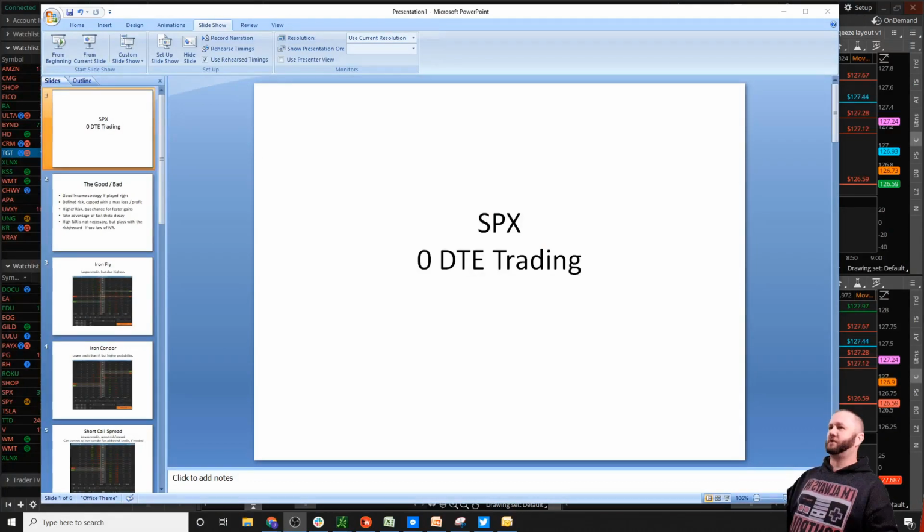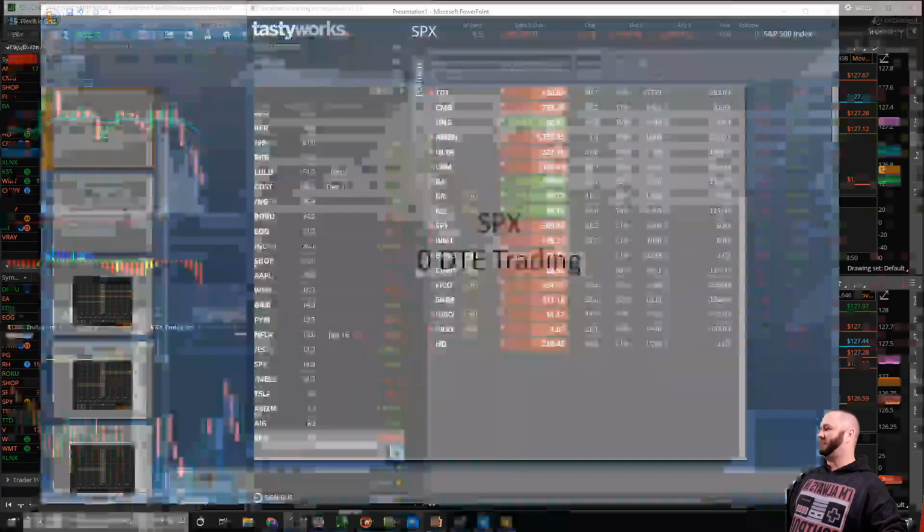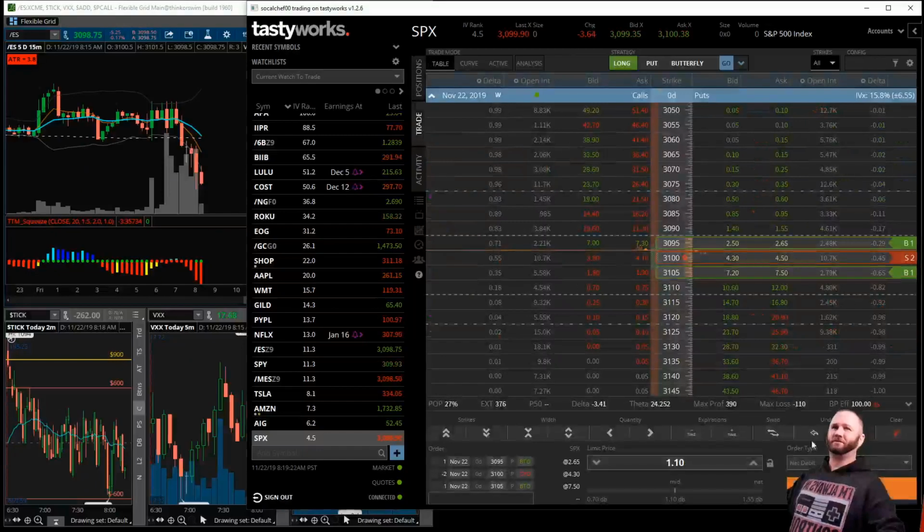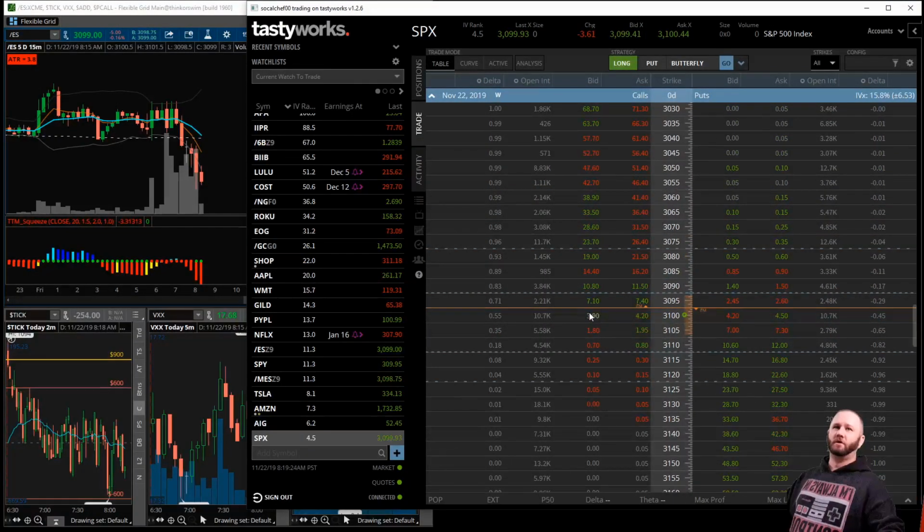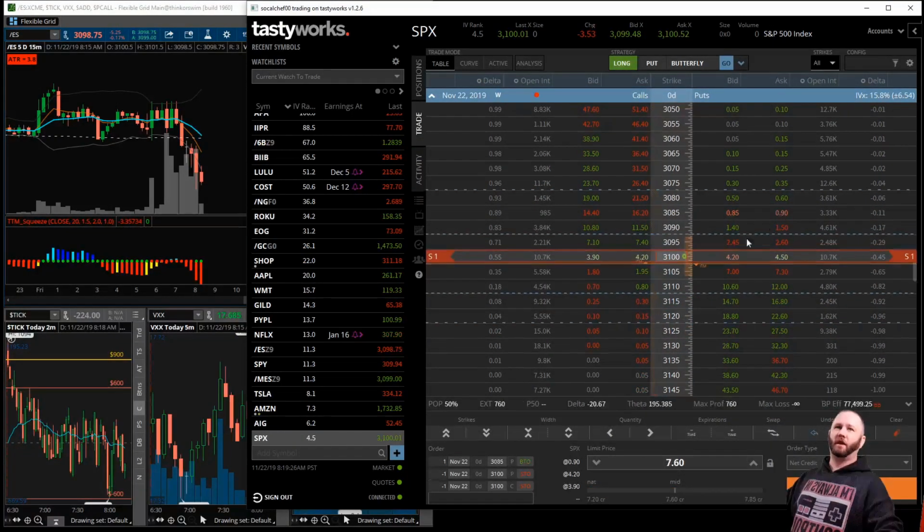Okay, straddles and strangles. The Iron Condor is just like a strangle, and the Iron Fly would be just like the straddle. You're just capping your max loss. Okay, so what I mean by that is, it's quite expensive to put a straddle and a strangle on. So this would be like an Iron Fly, right?